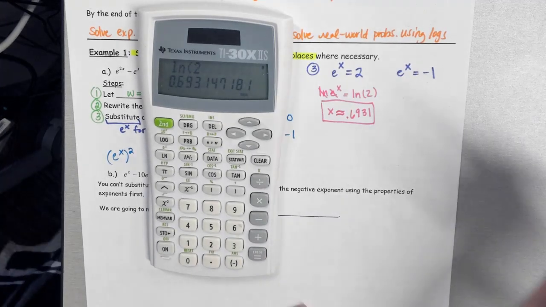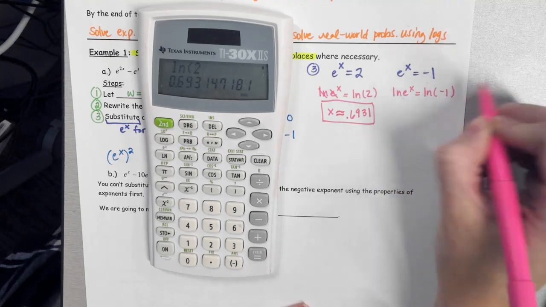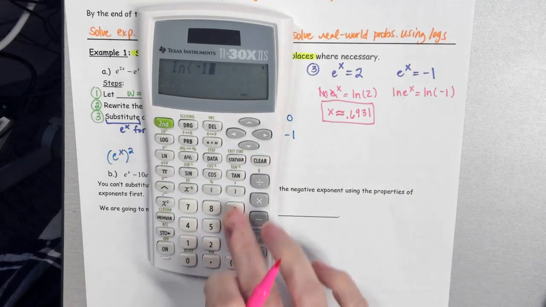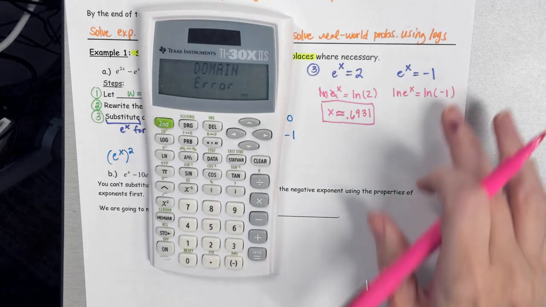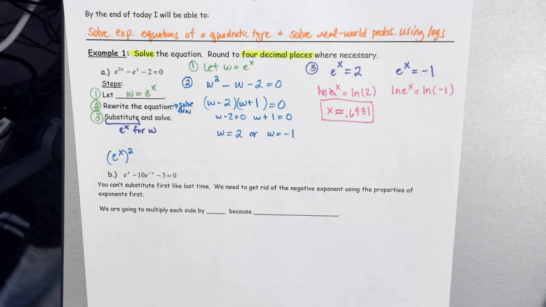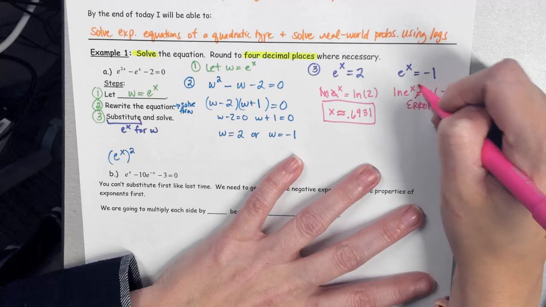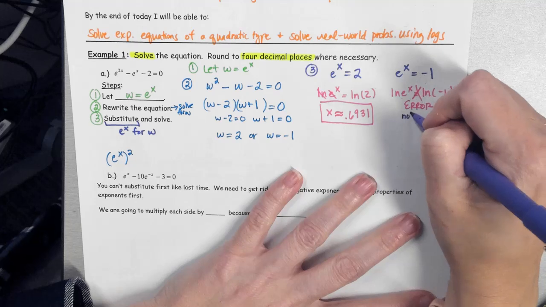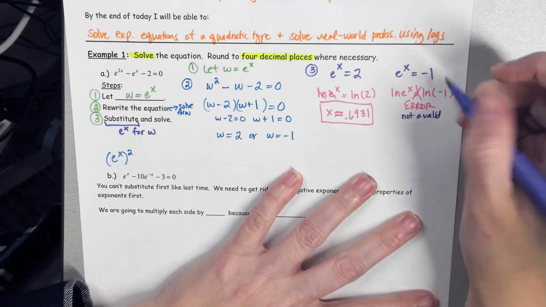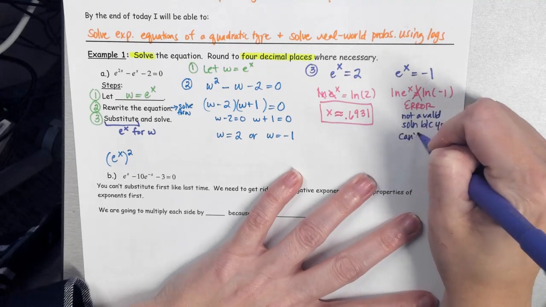Okay, now you would do same thing here where you're taking the natural log of both sides. So when you do the natural log of negative 1, what does your calculator say? Error. Does your guys say domain error? Yes. Okay. So the domain, remember, you can't take the log of negatives or 0. Okay, so when you get the error, this is not going to be a viable answer. Okay, so this is not a valid solution because you can't take the log of a negative.